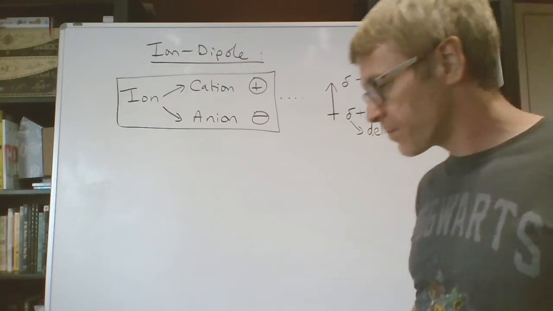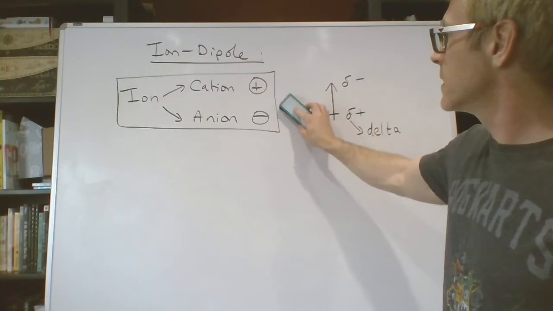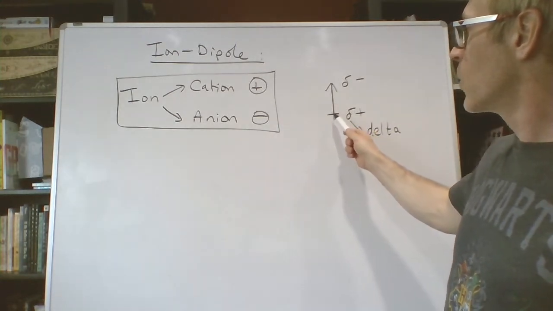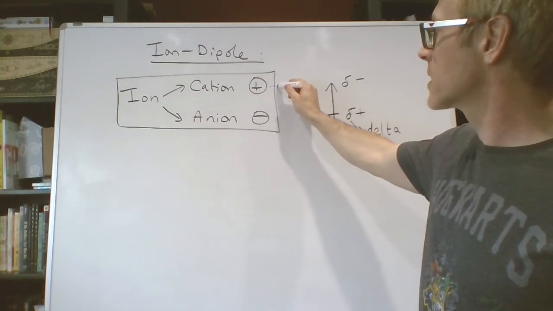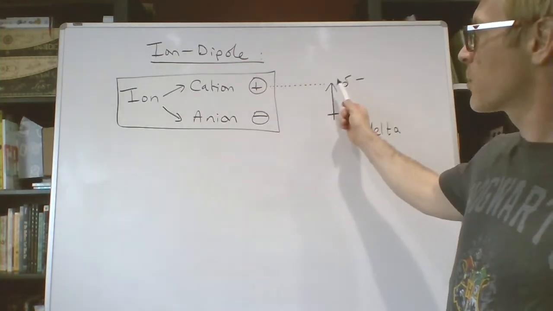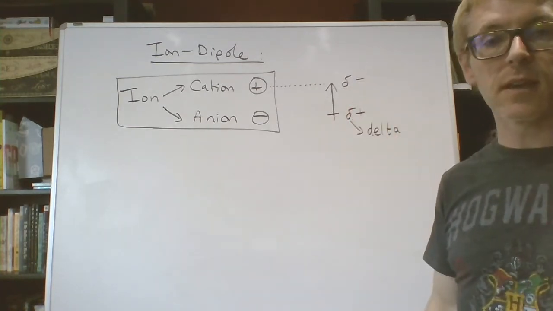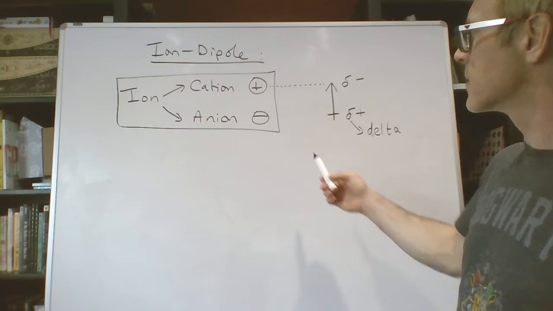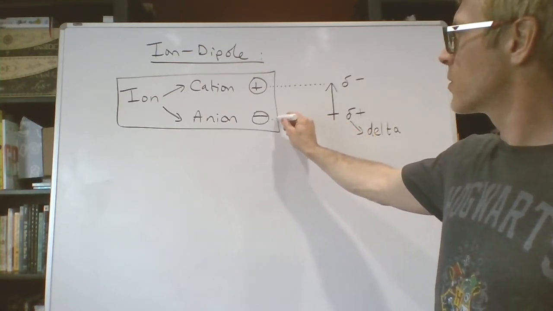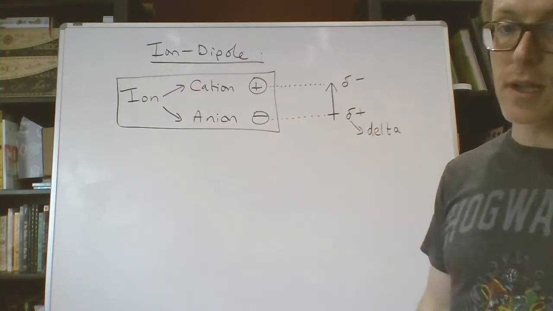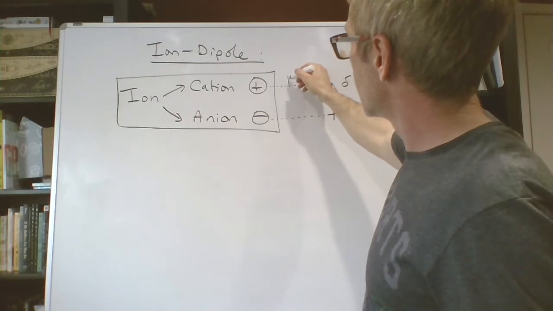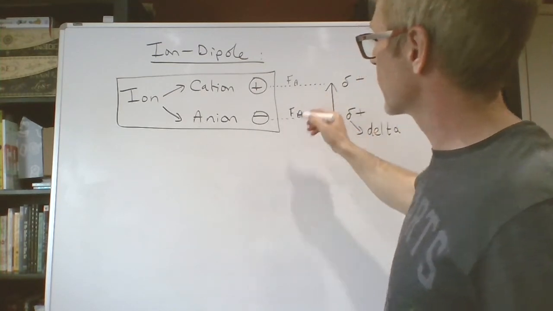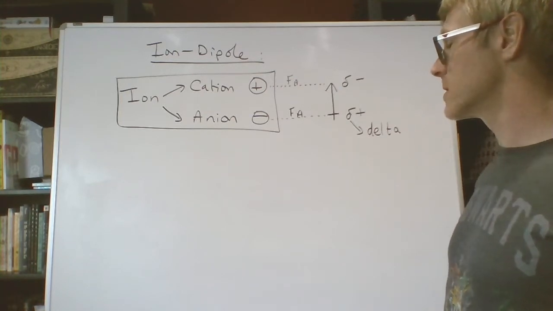Okay, so if we have an interaction between an ion and a dipole, then the cation could interact with the negative end. So there could be an interaction here. Cations prefer to interact with the delta negative head of the dipole, just because of opposite charges. A plus and a minus, opposite charges interact with each other. And the negative ion, the anion, would prefer to interact with the positive end of the dipole. So this would be an attractive force, because they're opposites. You could also have repulsive forces.